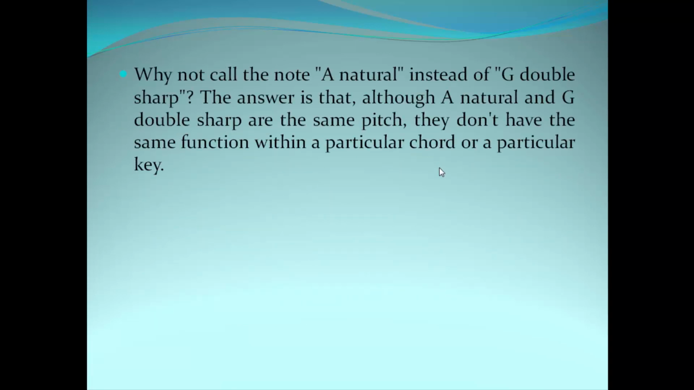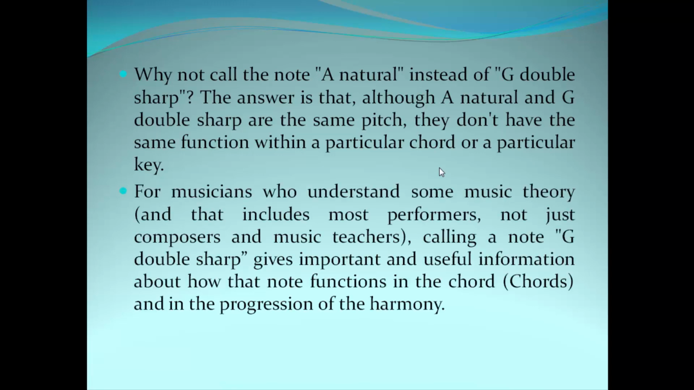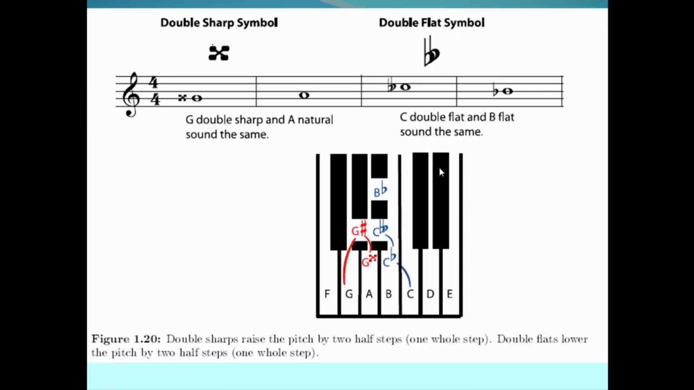So why not call the note A natural instead of G double sharp? The answer is that although A natural and G double sharp are the same pitch, they do not have the same function within a particular chord or a particular key. For musicians who understand some music theory, and that includes most performers, not just composers and music teachers, calling a note G double sharp gives important and useful information about how the note functions in the chords, and in the progression of the harmony.